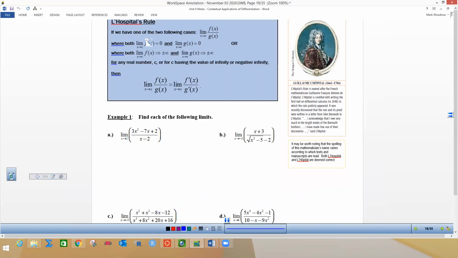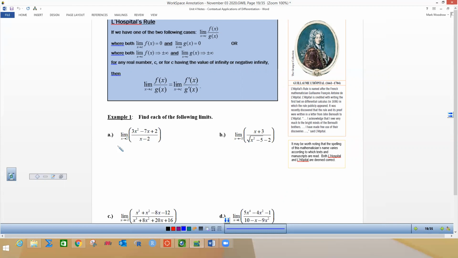So to use L'Hopital, it says we have one of the two following cases. We either get 0, and this is the way you have to write it. You cannot write 0 over 0. You have to show the top goes to 0 and the bottom independently goes to 0, or the top goes to infinity, one of the infinities, and the bottom goes to one of the infinities. You're not allowed to write those like I did at the very beginning.